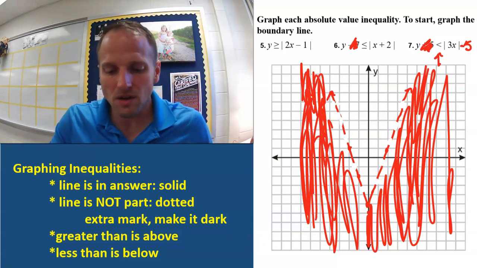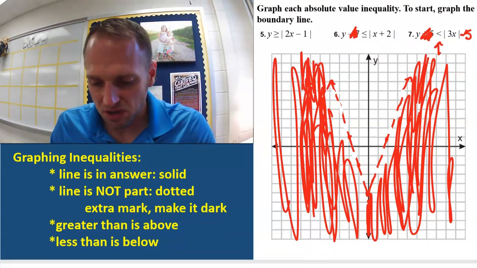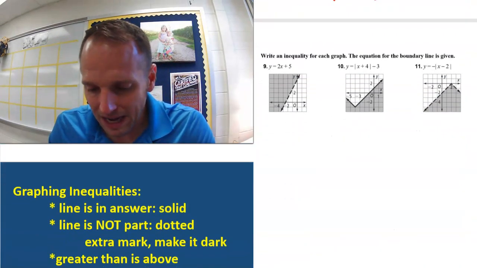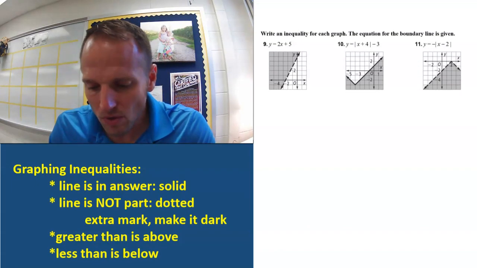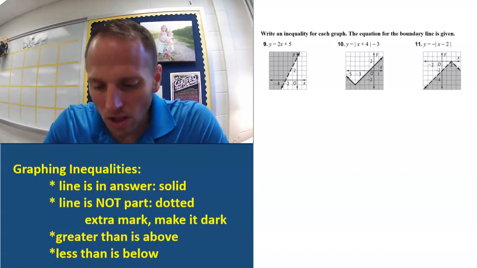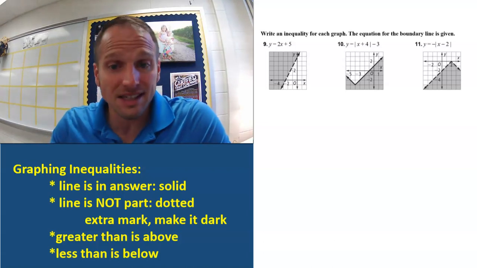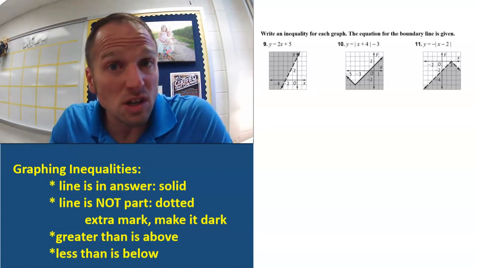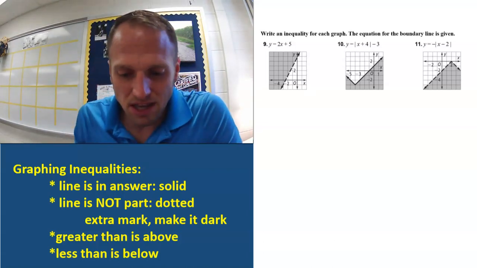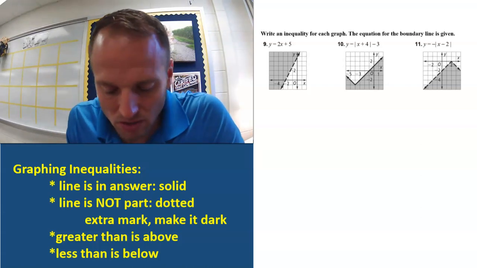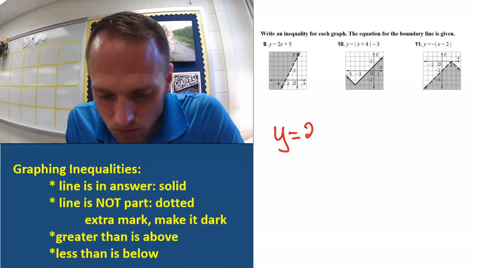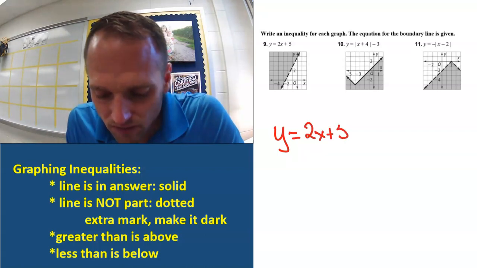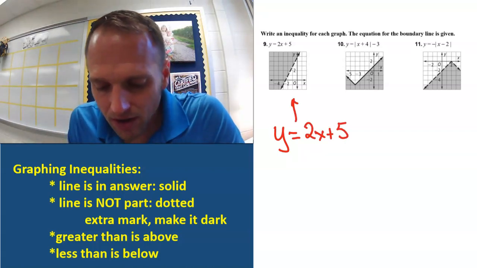Okay, sweet, no problem. Real easy. We can do these. Okay, now we have to write the inequality for each one of these graphs. Now, the nice thing is it already tells us what the graph basically is. It gives us the parent equation, or it gives us the line equation. y equals 2x plus 5. So we're looking right there at that graph.